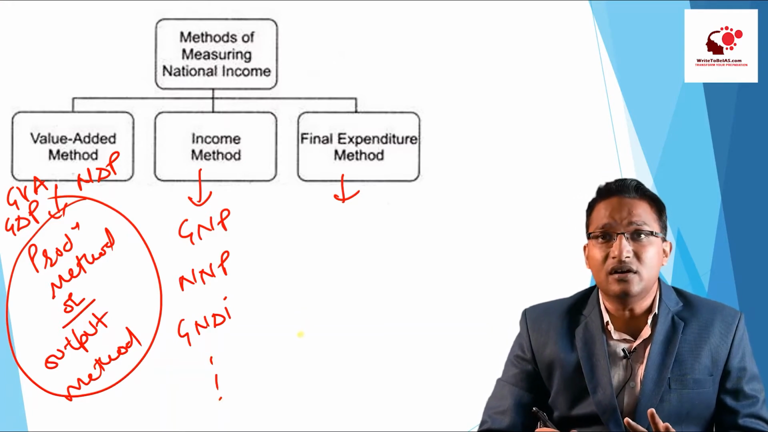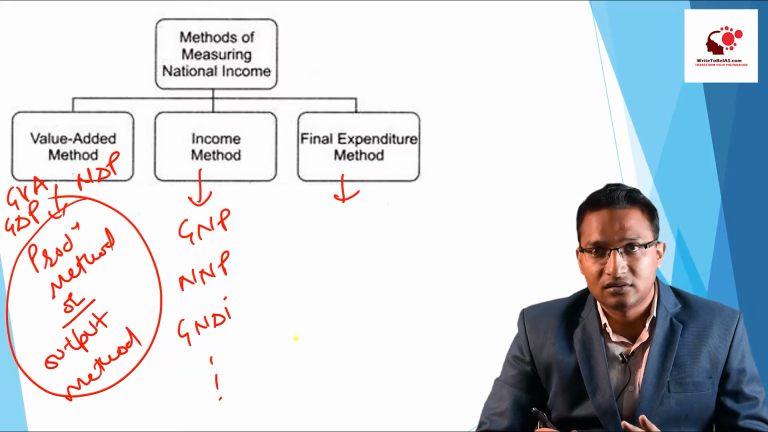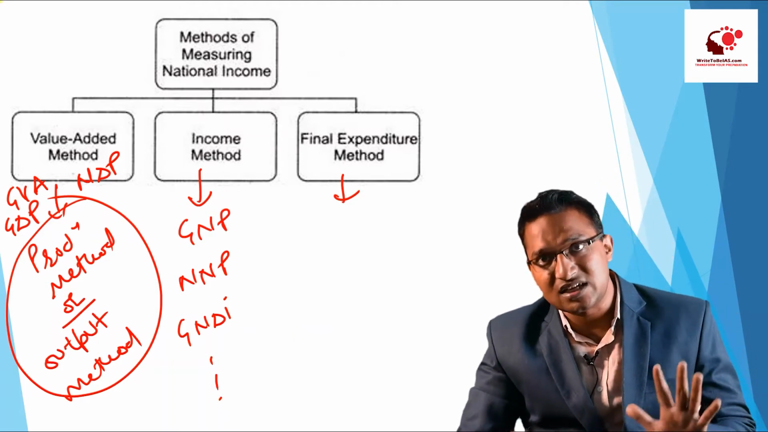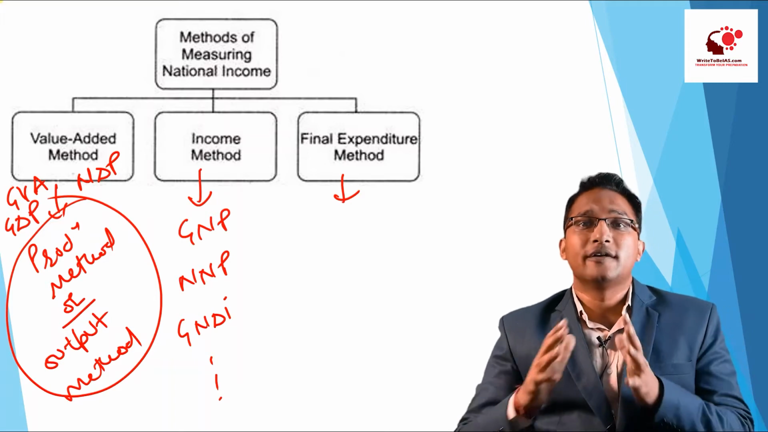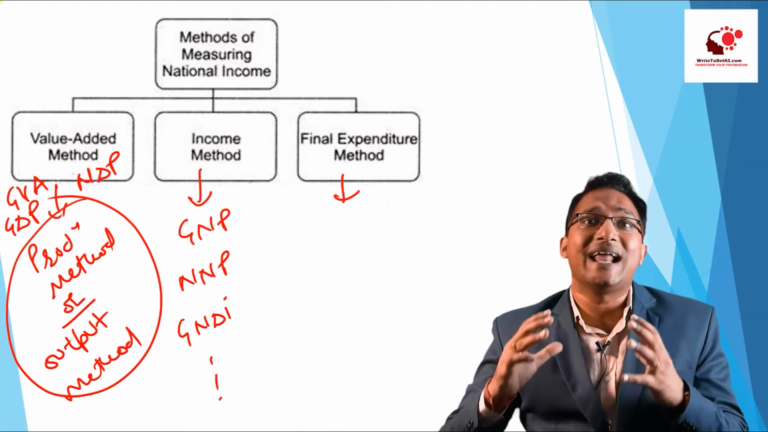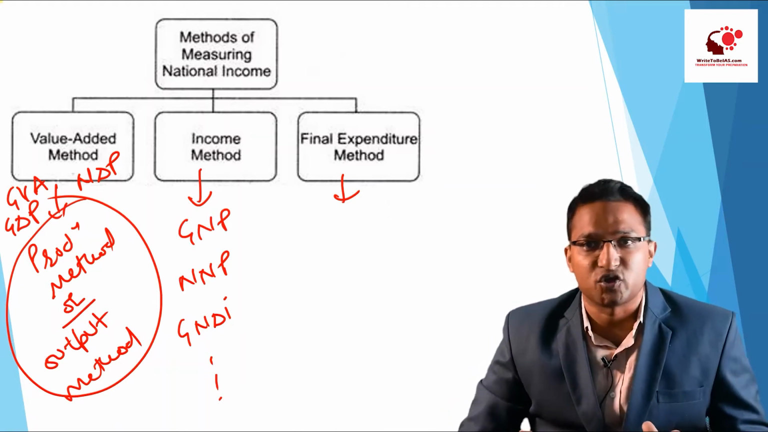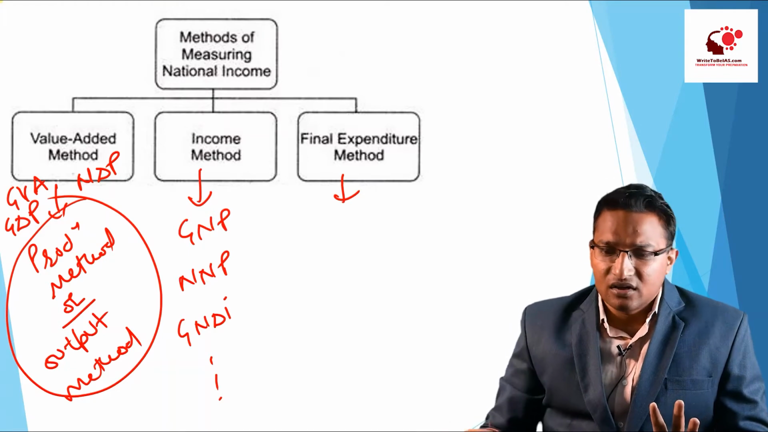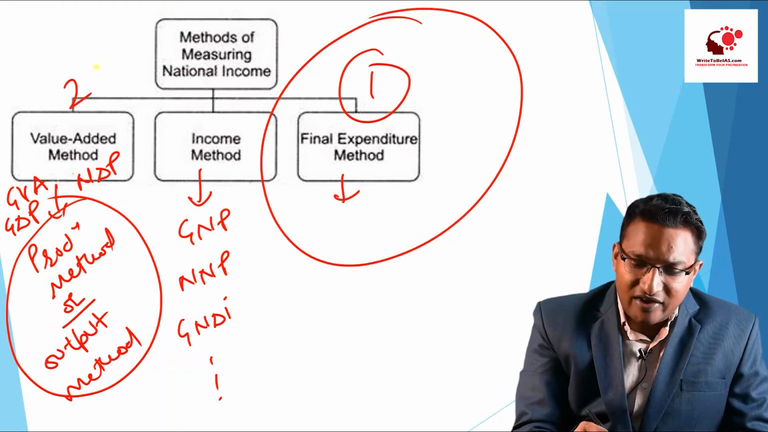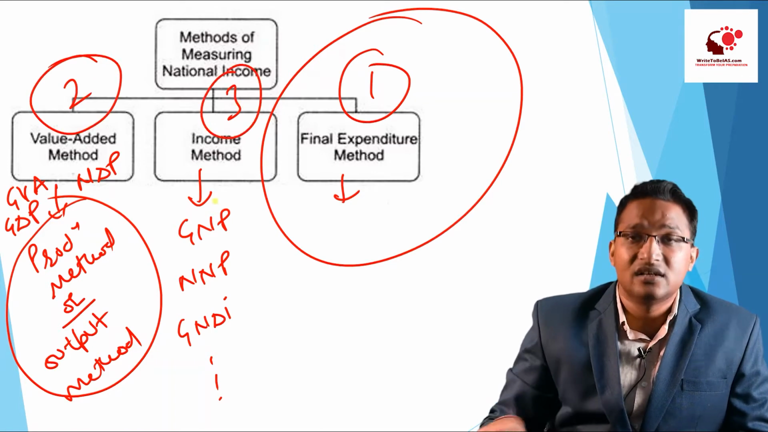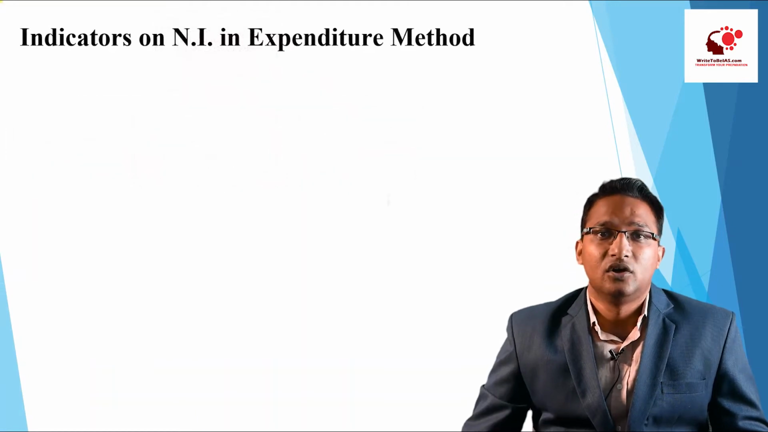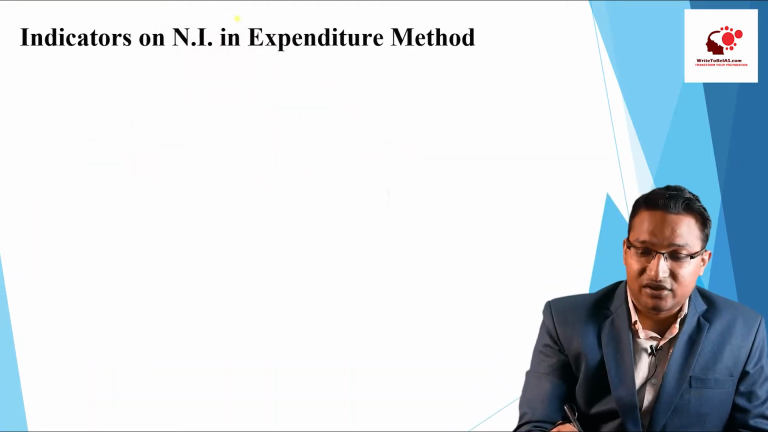In the expenditure method, there is a formula through which we calculate the income. This formula we will study just after this particular slide, right? So there are different indicators, and all of those indicators are actually calculating the national income from different perspectives. First, we will start with this final expenditure method, and after that we will go with this value added method, and in the last we will discuss the income method. In this way we will be discussing all these methods. So first, the expenditure method.